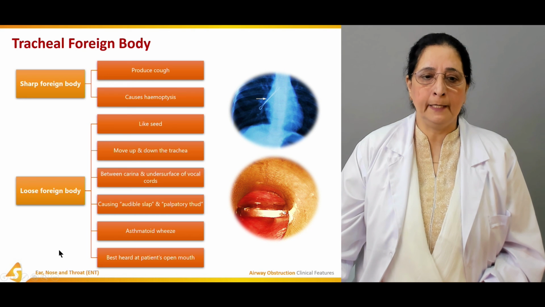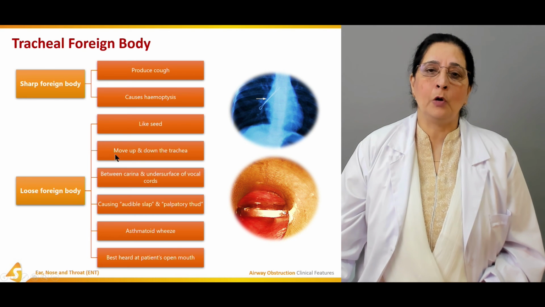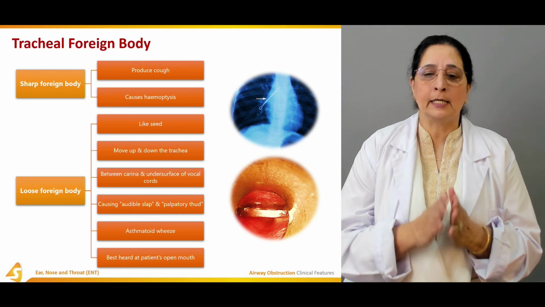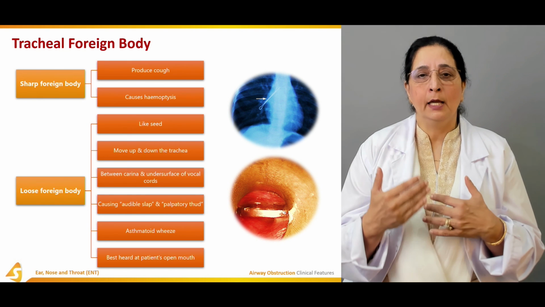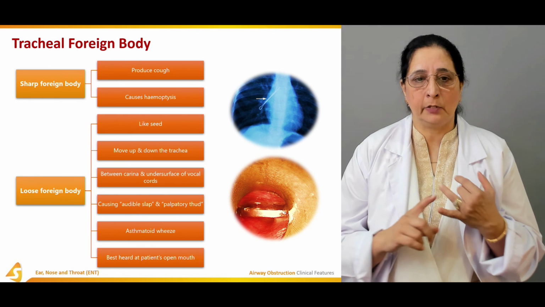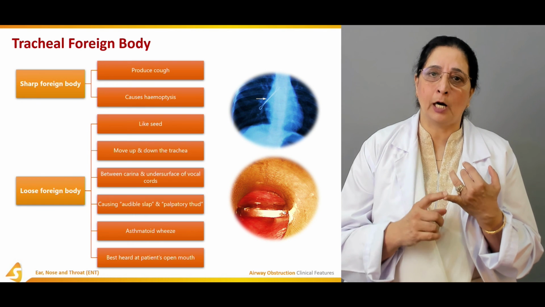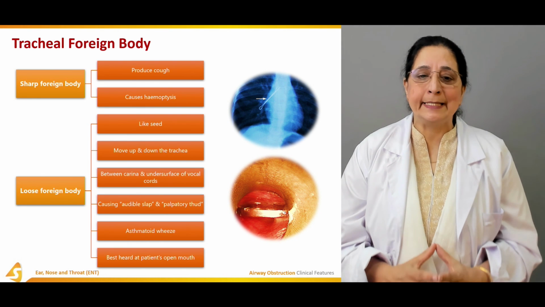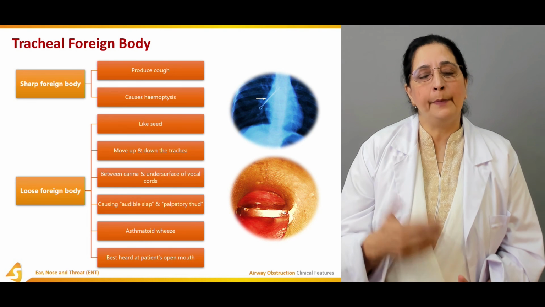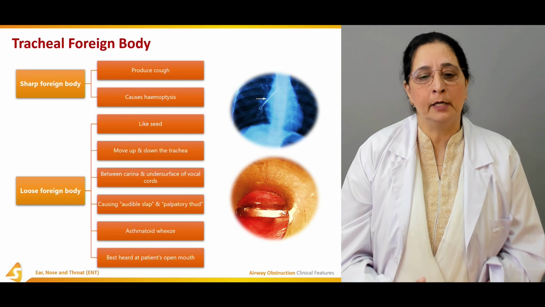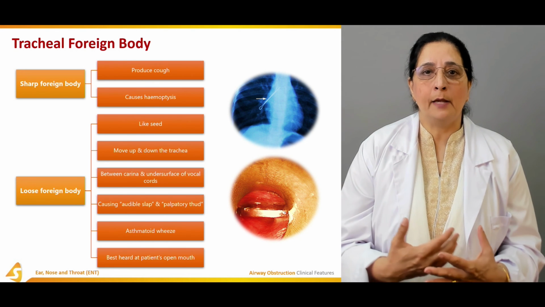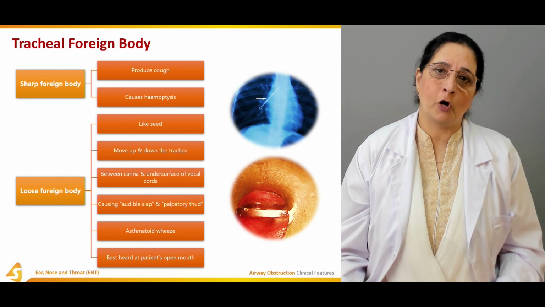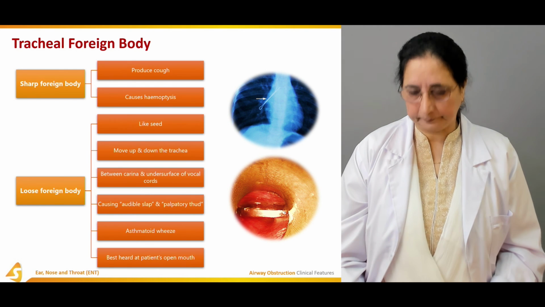So this is the tracheal foreign body. If it's a sharp object or a loose object, how can it be differentiated? So we have cough in the sharp one, and it can cause hemoptysis. Loose, like a seed, can move up and down, causing an audible slap and palpatory thud, and it can also cause wheezing.